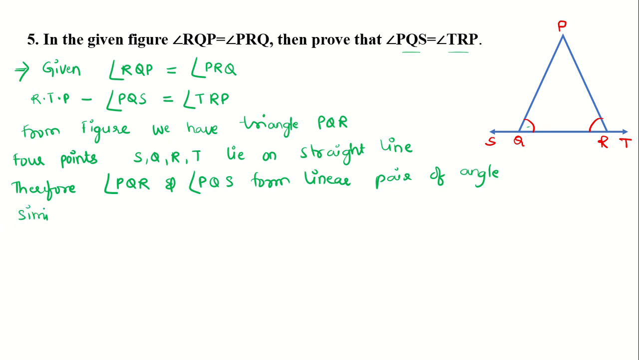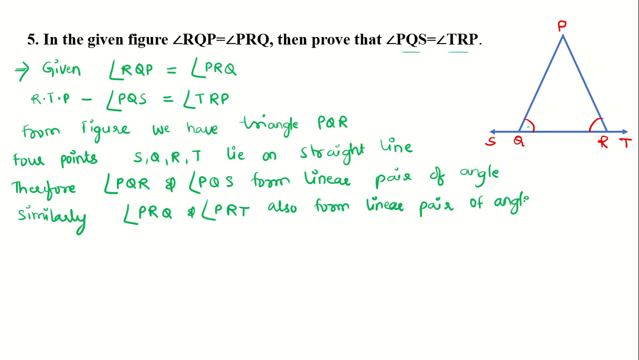Similarly, we have one more pair of angles, right? That is angle PRQ and angle PRT. On the other side, you have angle PRQ and PRT. First, consider this left side: we took angle PQR. Then, on the right side, we took angle PRQ and PRT. Similarly, PRQ and PRT also form a linear pair of angles.